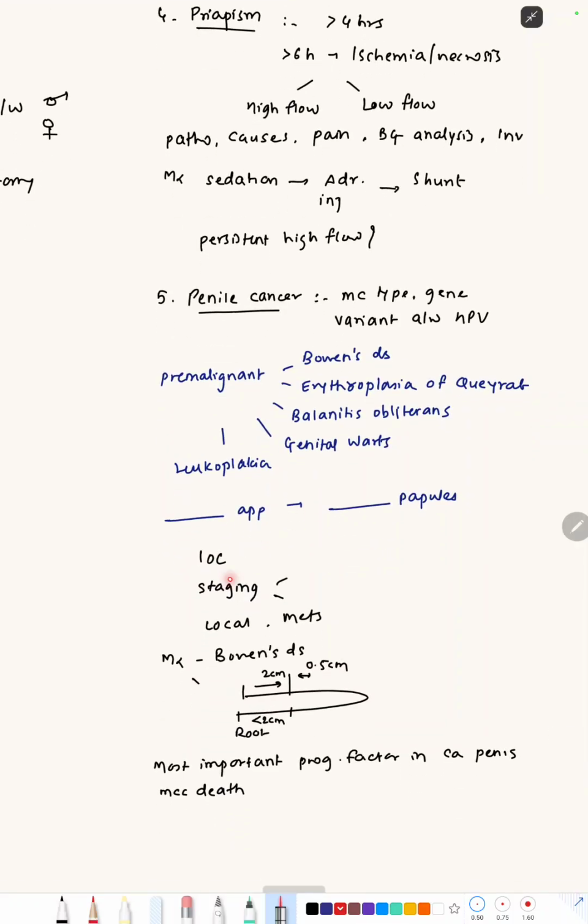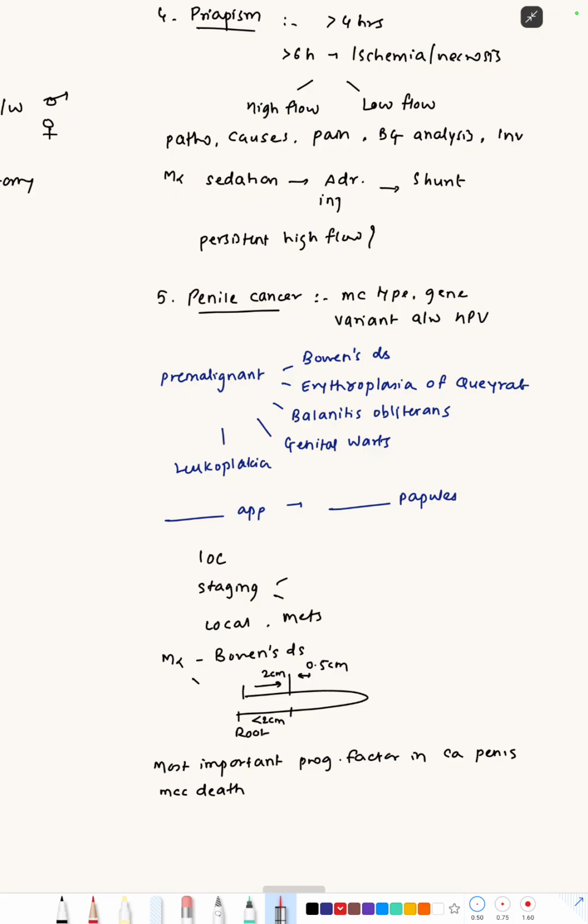Investigation of choice is going to be the biopsy, where keratin pearls can be seen. Staging can be done with the help of TNM staging, or there is another staging called the Jackson staging. For local spread, we use MRI, and for distant metastasis, it is going to be PET-CT. Management of Bowen's disease is 5-fluorouracil cream, and if it's a penile cancer more than 2 cm away from the root of the penis and the margin is more than 0.5 cm, in that particular case partial penectomy is done, while a total penectomy, that is complete amputation, is done when it is less than 2 centimeters from the root, with a margin of more than 0.5 centimeter.